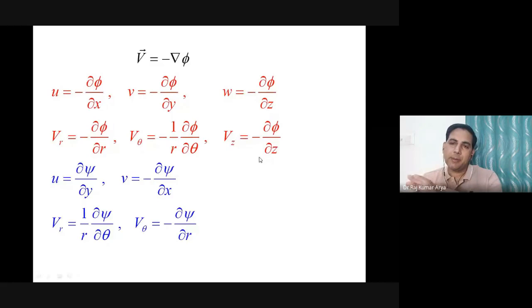Previously we also defined one more thing, the stream function. In the stream function case, your velocity u is given by del psi upon del y, and v is minus del psi upon del x, because the stream function satisfies your continuity. That's what we proved previously. In cylindrical form, v_r is 1 upon r del psi upon del theta, and v theta is minus del psi upon del r.